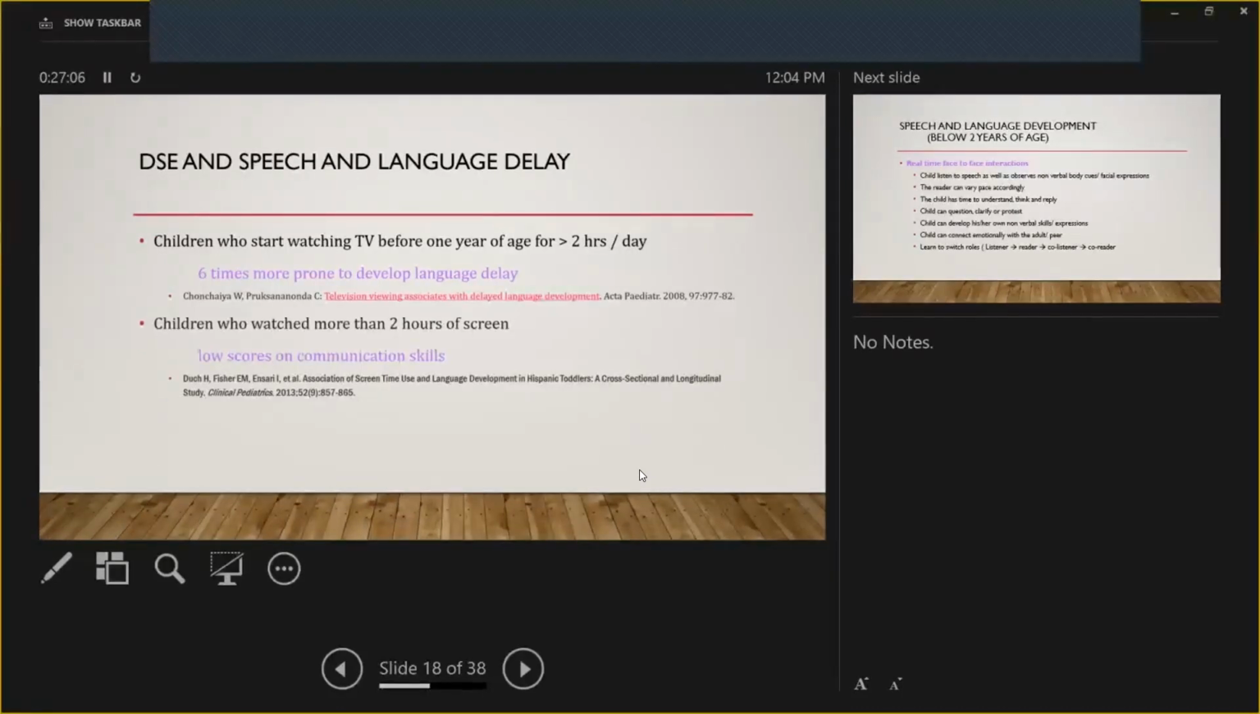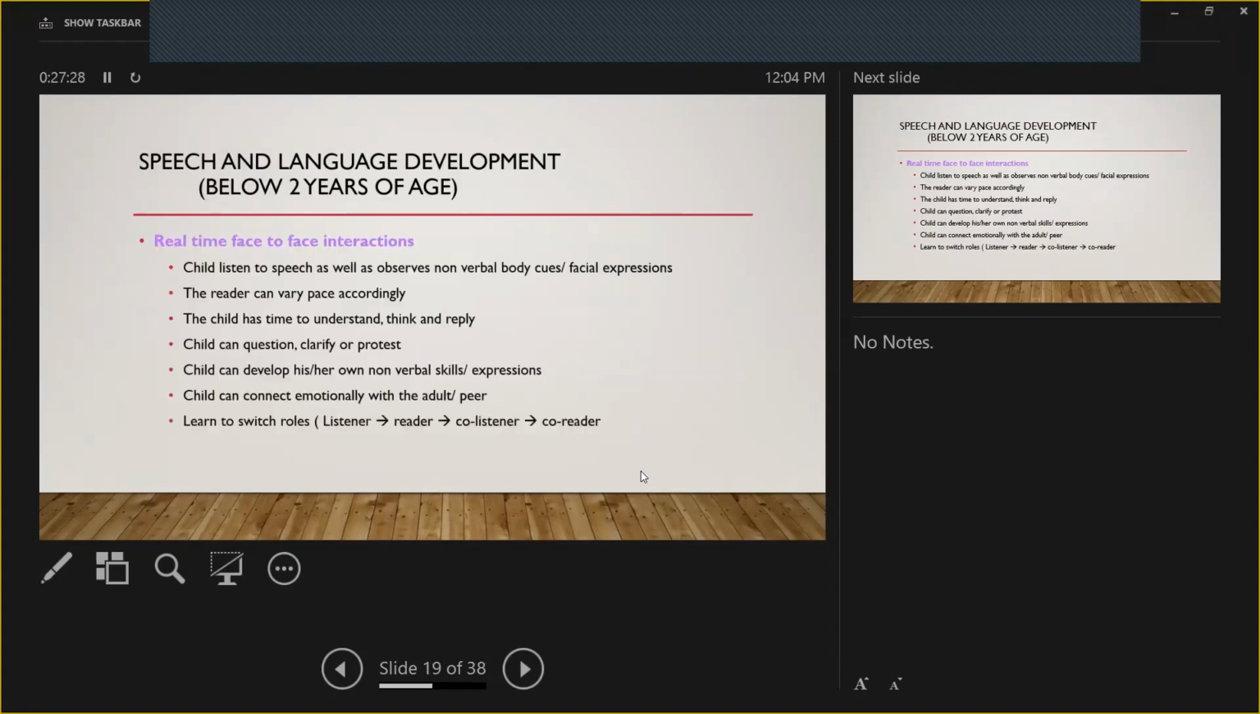Then children who start watching TV before 1 year of age for more than 2 hours a day, they are 6 times more prone to get a language delay, right? Not one, not twice, 3 times, 4, 6 times, right? And children who watch more than 2 hours of screen, any age, below 5 years, you have a low score on communication skills. Okay? So that is the real danger of digital screen.